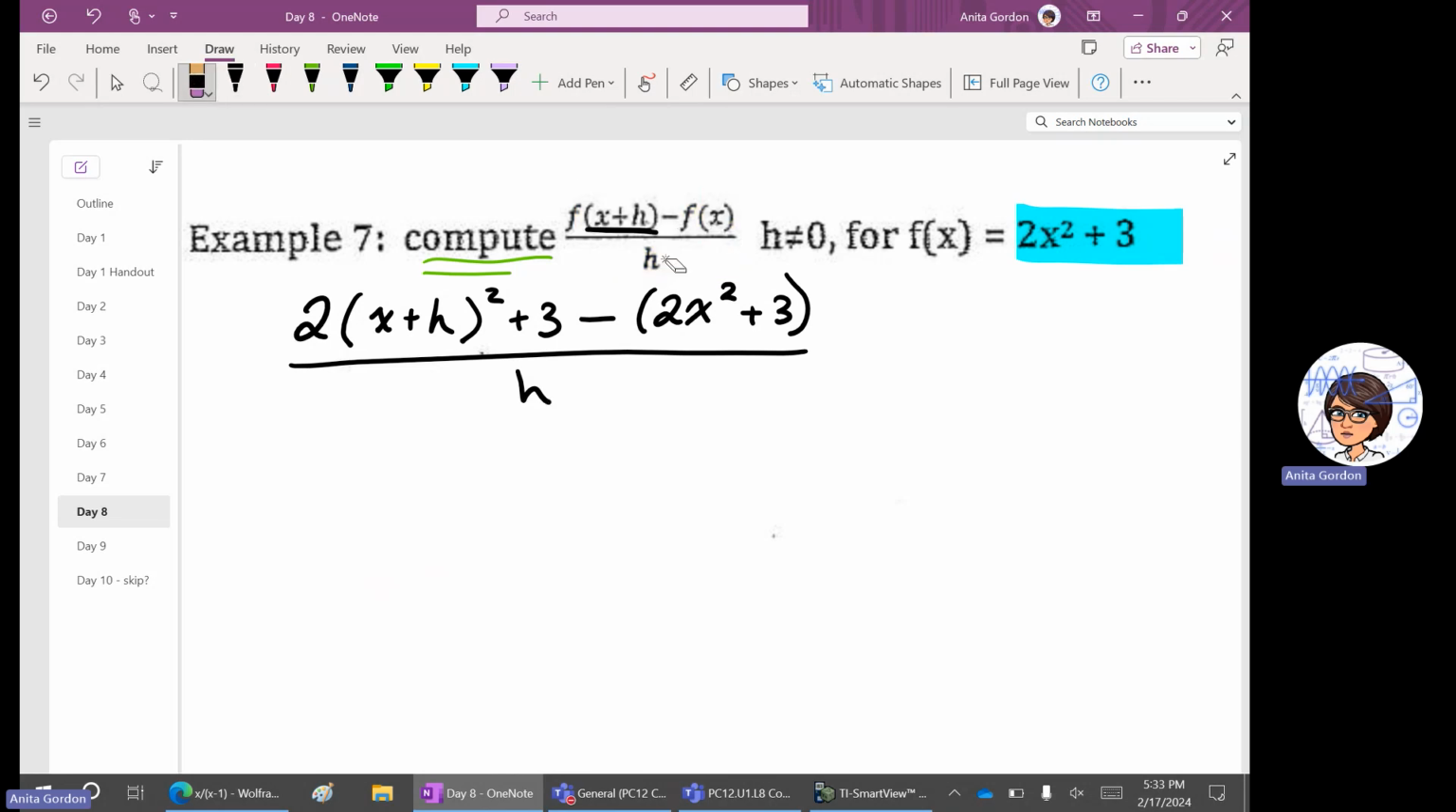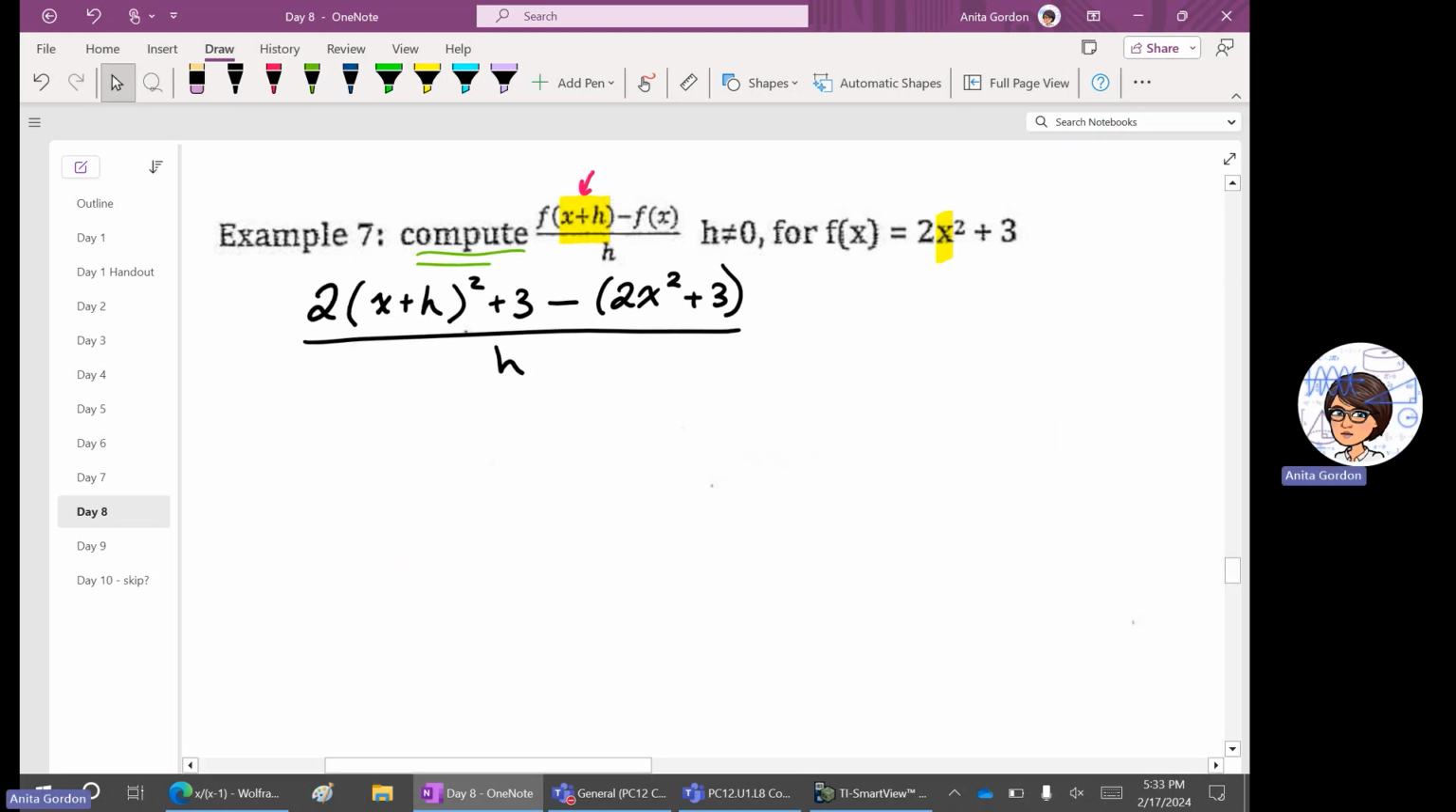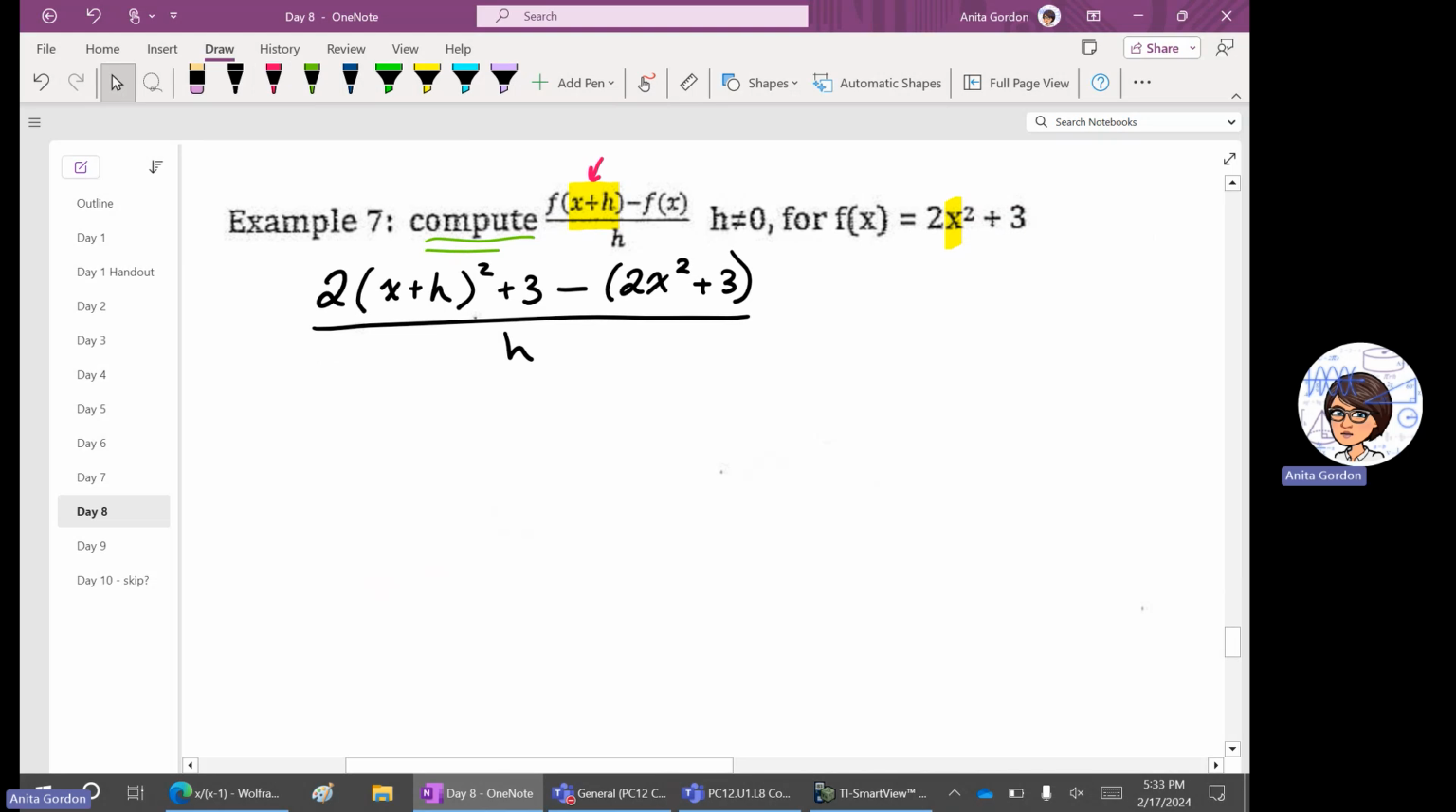Anytime we see a function with something inside of it instead of just regular old x, we are leaving a space in the function where x is and replacing it by whatever we've been told to put in it. Now in order to simplify this, we're going to need to expand the numerator. It's going to get ugly, but it'll end up cute. We just got to give it some time to transform here.